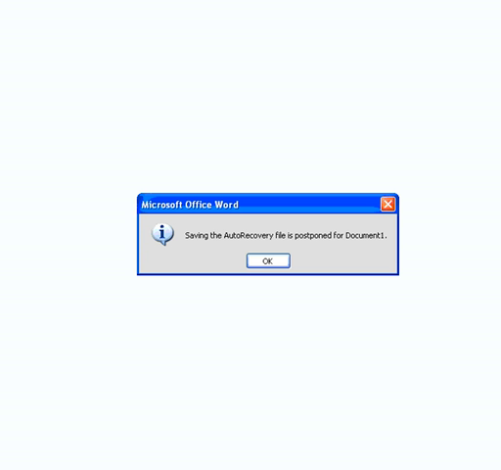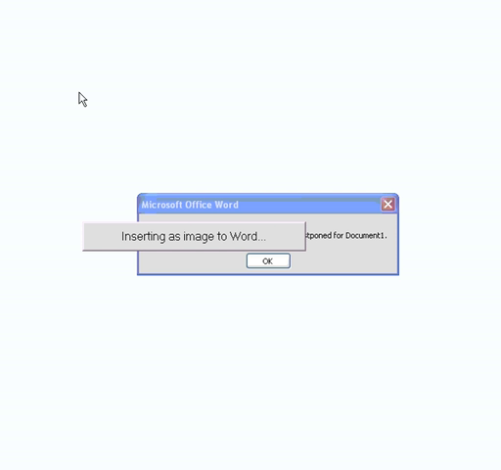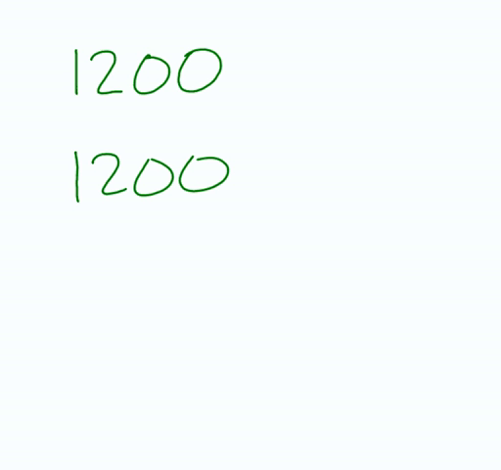So we go 1, 2, so 1200, and then we have 1200 with a decimal. Because there is a decimal on the second one, we would say that there are 4 significant digits. When there's no decimal, then you'd only have 2 significant digits.